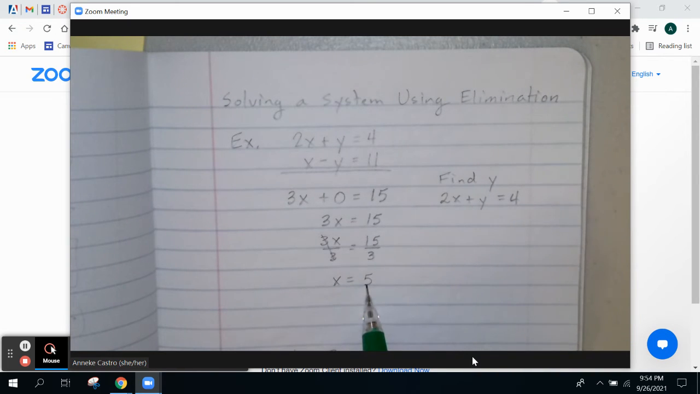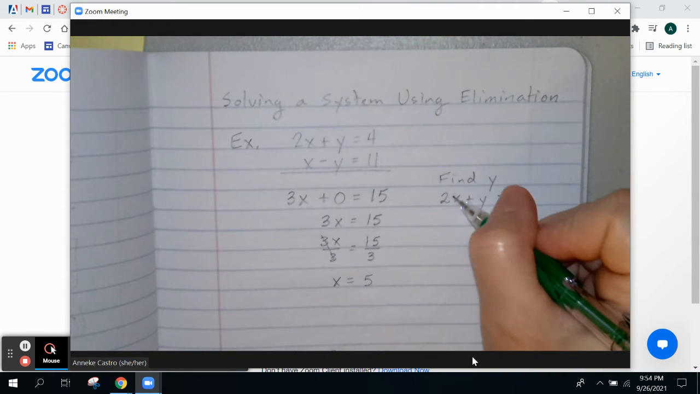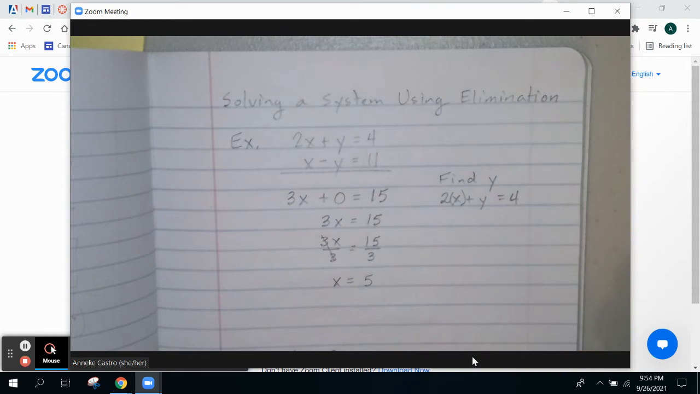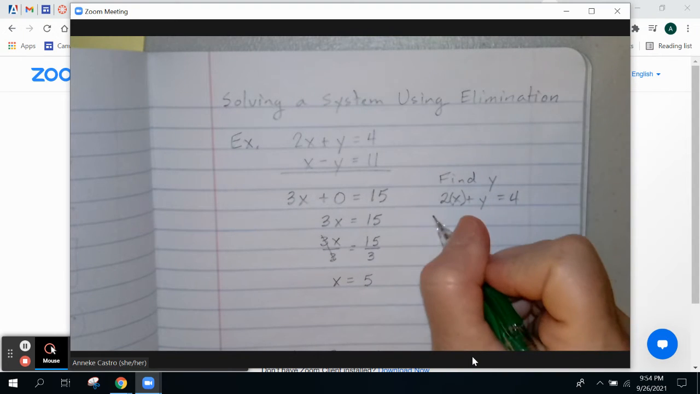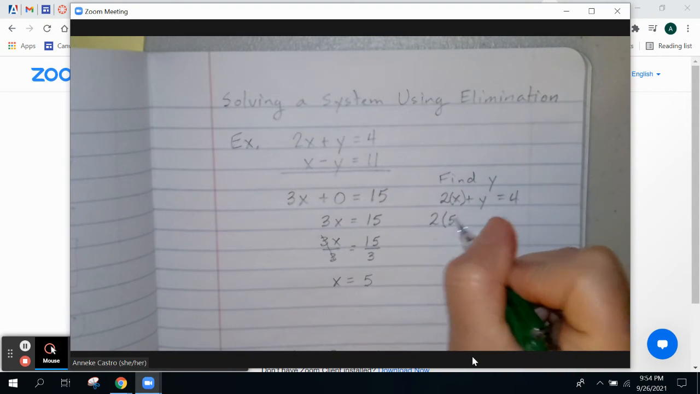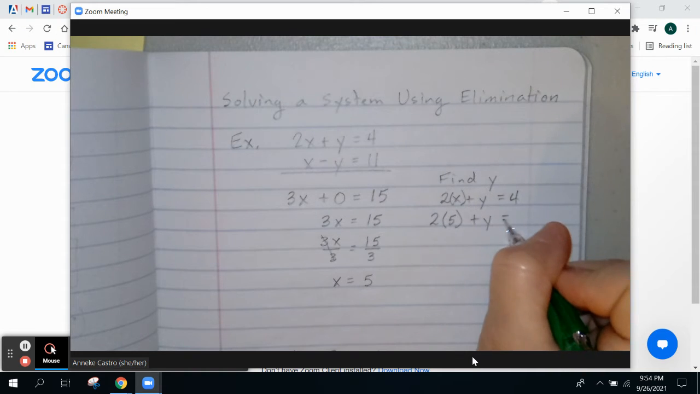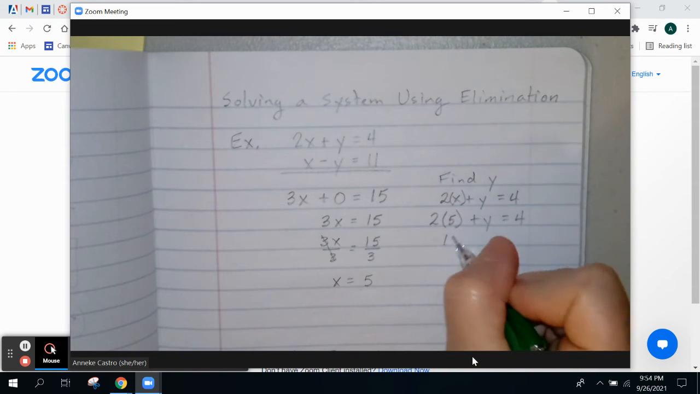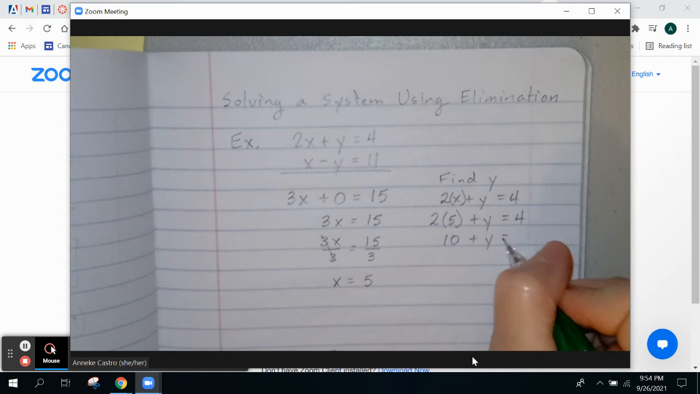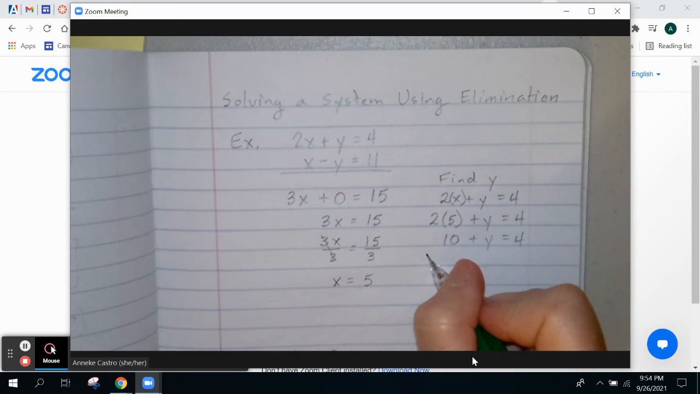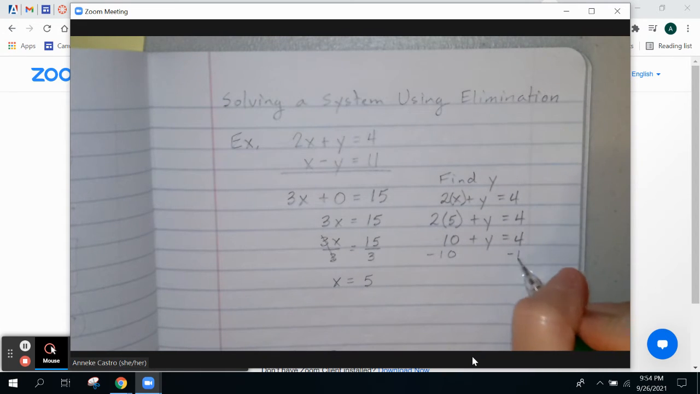Okay, so I'm going to copy down that first equation. And now I'm going to substitute in 5 for the x. So where the x is here, I'm going to change that to a 5 because I know that x is equal to 5. So I have 2 times 5 plus y is equal to 4. 2 times 5 is 10. 10 plus y is equal to 4. Subtract 10 from both sides of the equation to get y by itself, and I get y is equal to negative 6.